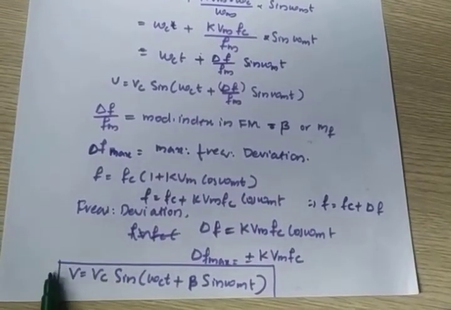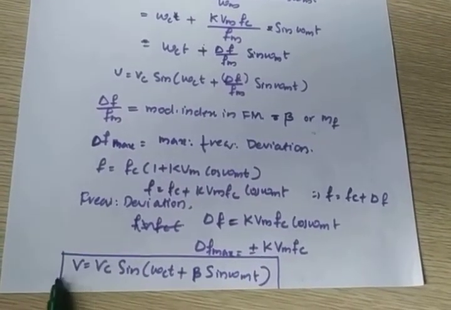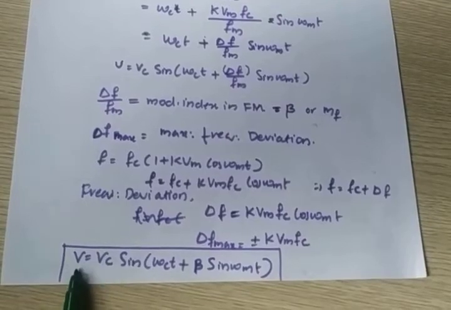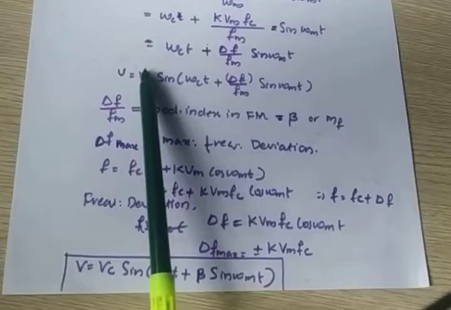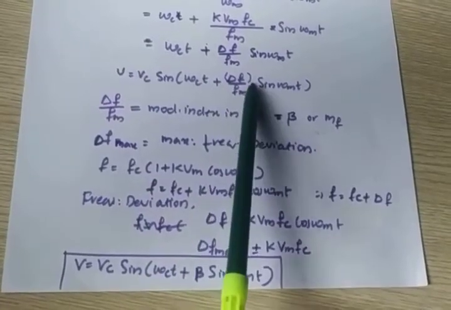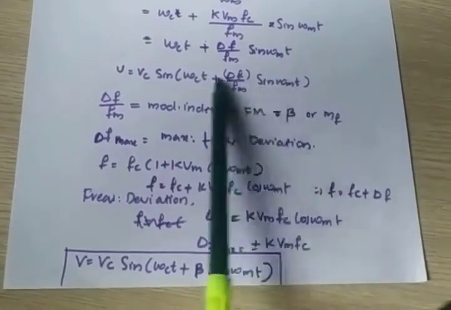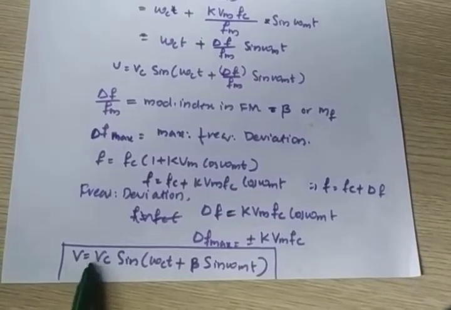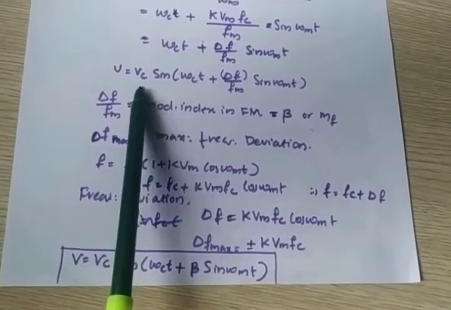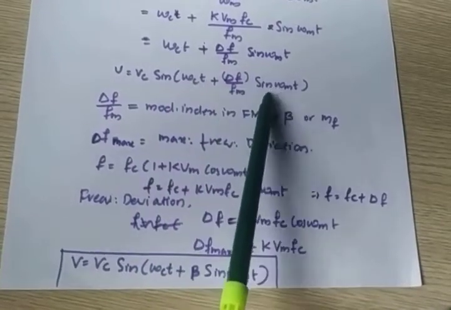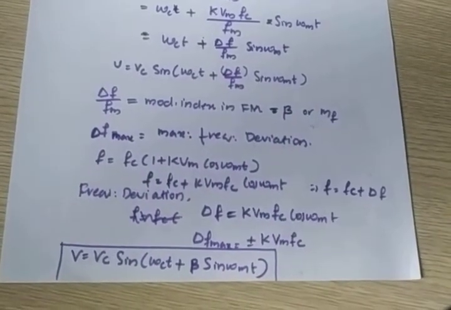So this is the general equation for fm. V equal to Vc sin of omega c t. This is the equation we know. So this delta f by fm you can put as beta. The same equation I am writing: V equal to Vc sin of omega c t plus beta sin omega m into t.